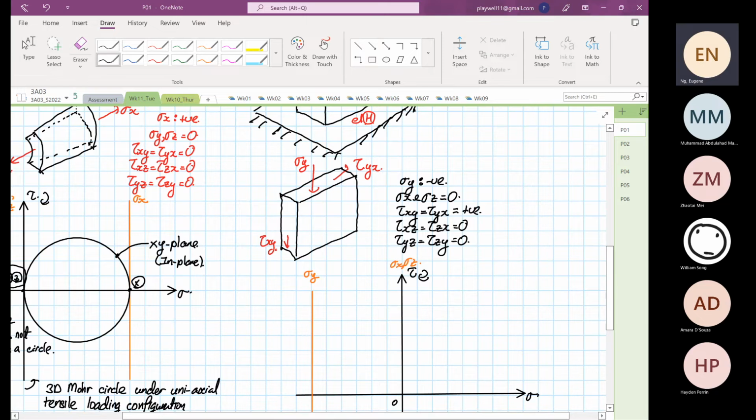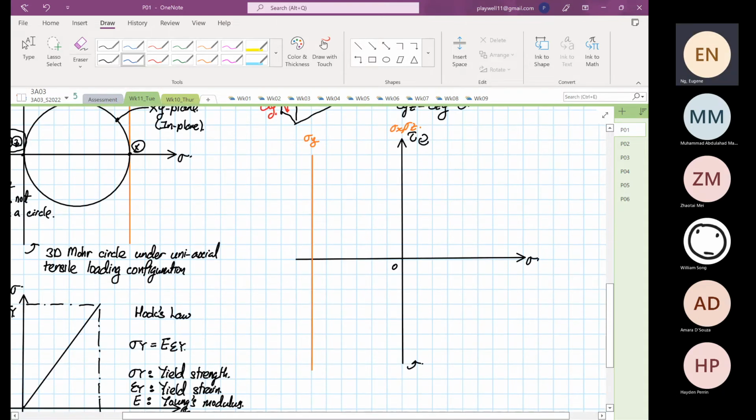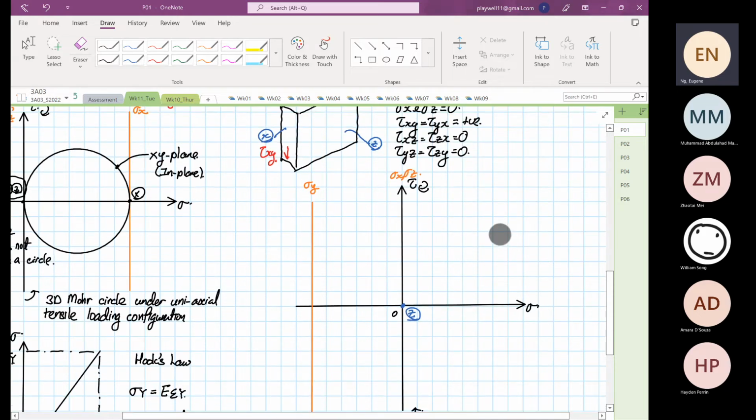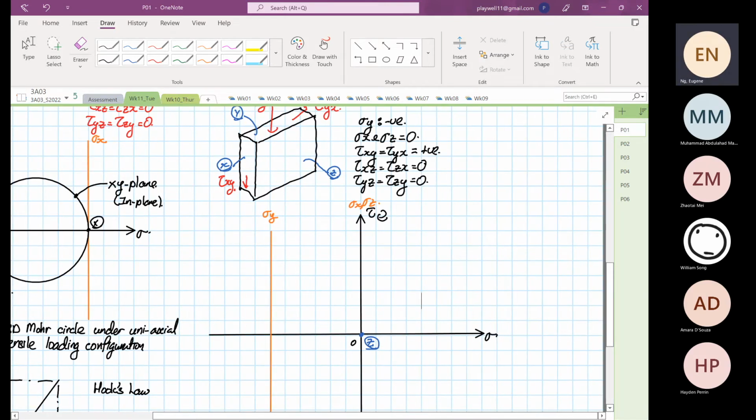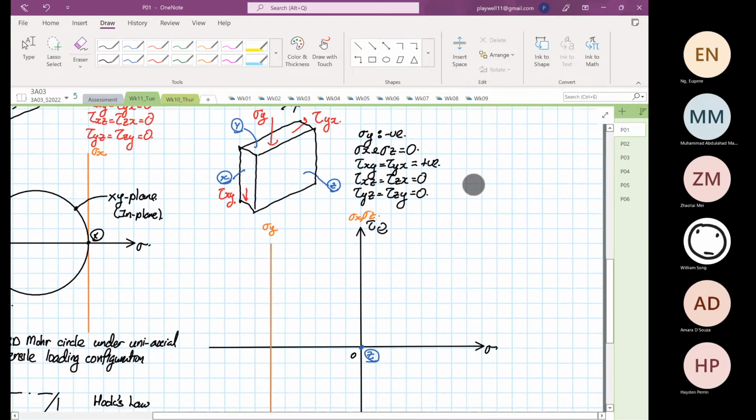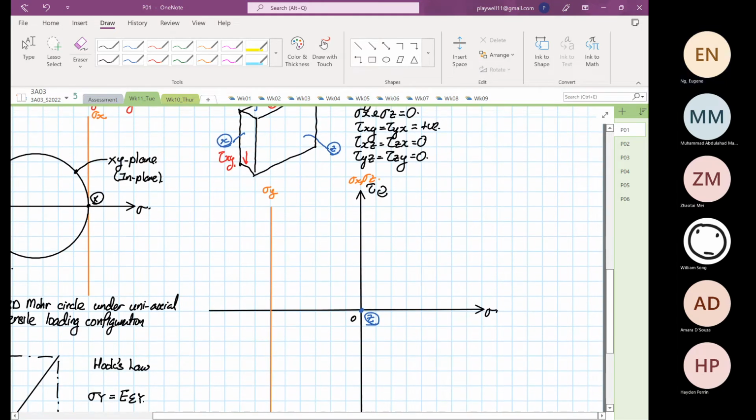So let me label over here first. Okay, so this is our Z point, Y, and this is our X. So we are very sure that Z has 0 normal stress and 0 shearing stress. And then the next thing that we want to draw or figure out on our Mohr circle is where is our X and Y point, right?